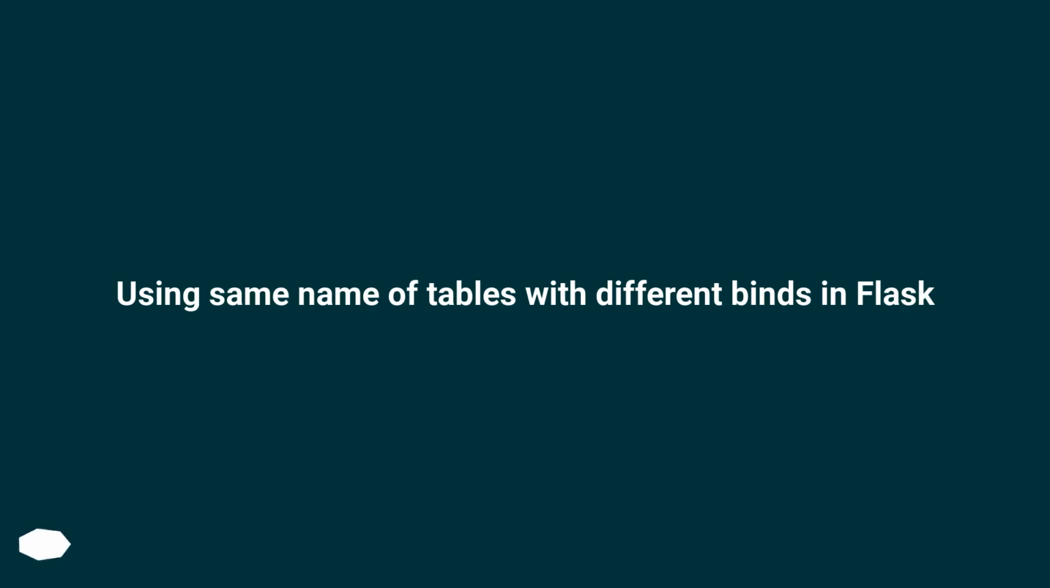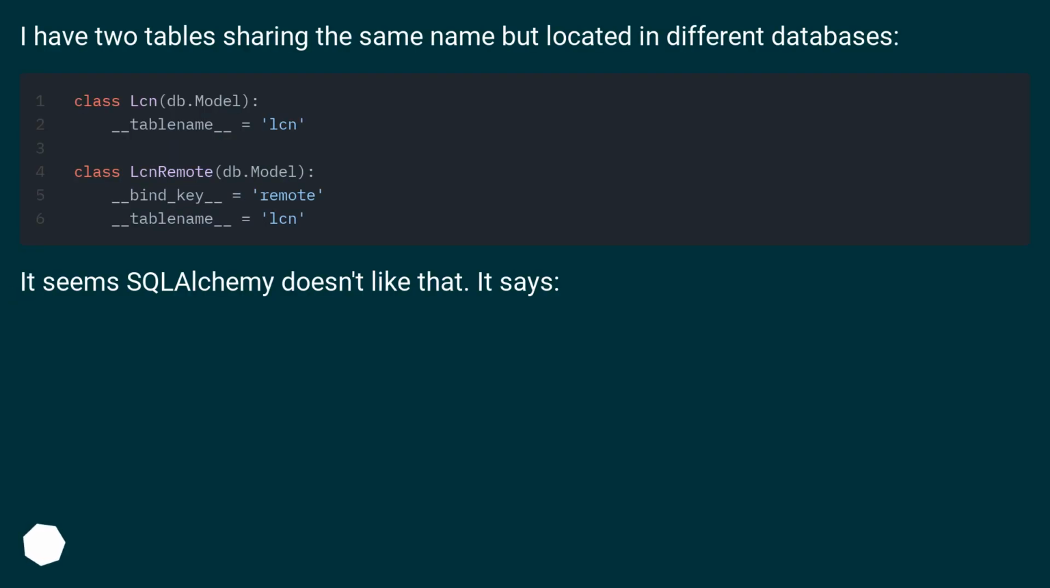Using the same name for tables with different binds in Flask. I have two tables sharing the same name but located in different databases. It seems SQLAlchemy doesn't like that.